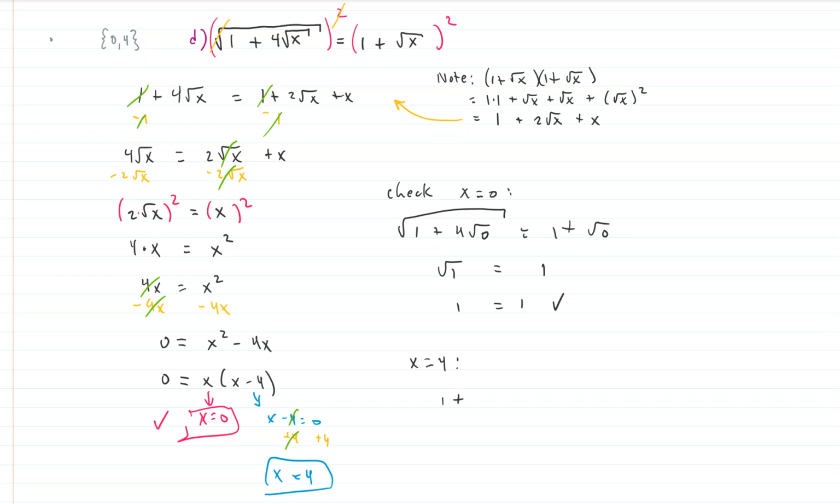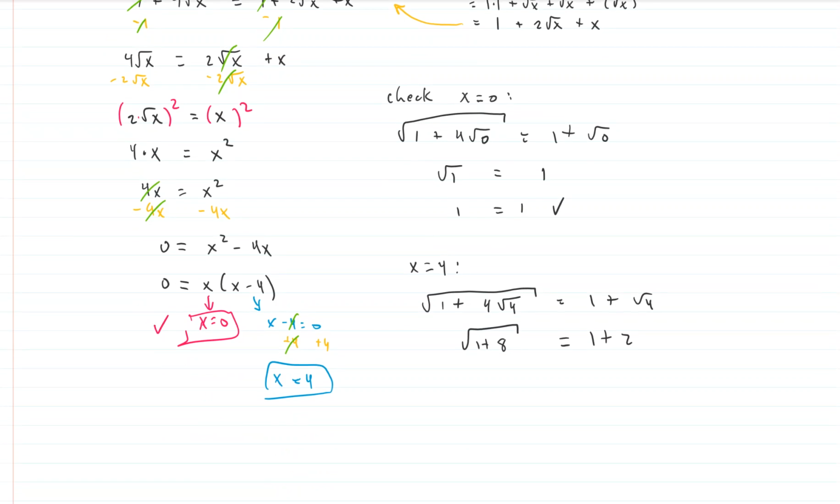We get the radical of 1 plus 4 times root 4, and on the right we get 1 plus root 4. Root 4 is 2. 2 times 4 is 8. 8 plus 1 on the left underneath the radical. And we get 1 plus 2, which is 3. So we're getting close here. 1 plus 8 is 9. So we have radical 9 equals 3. Radical 9 does equal 3. So 3 equals 3. That is also a valid solution.